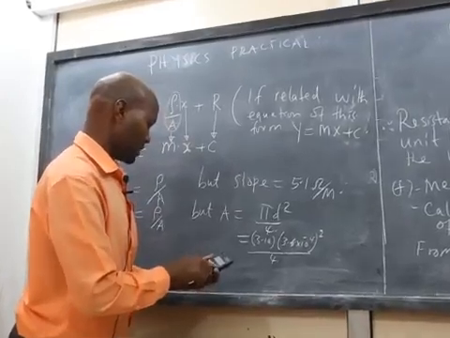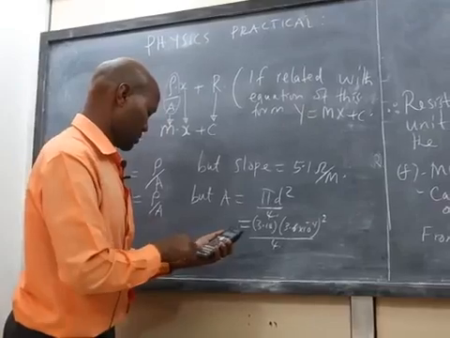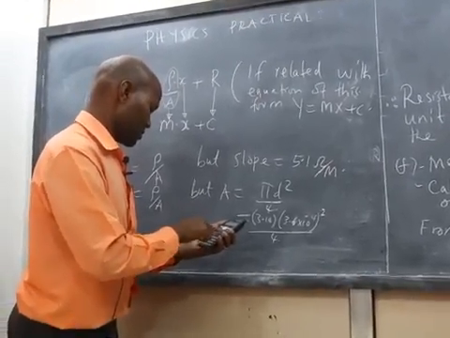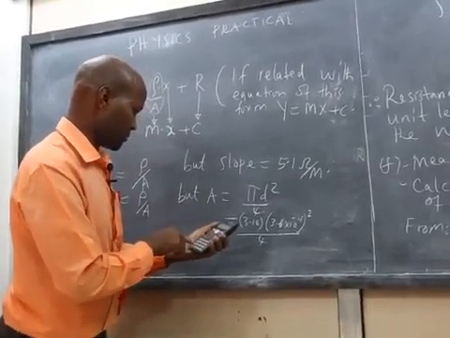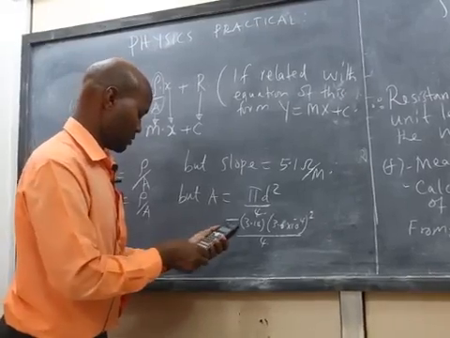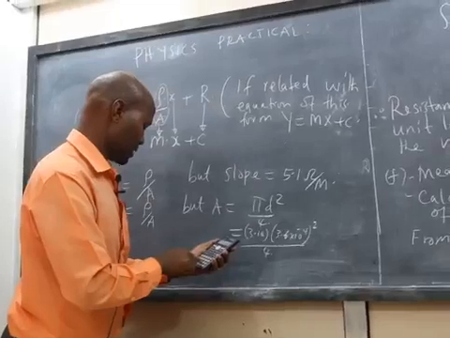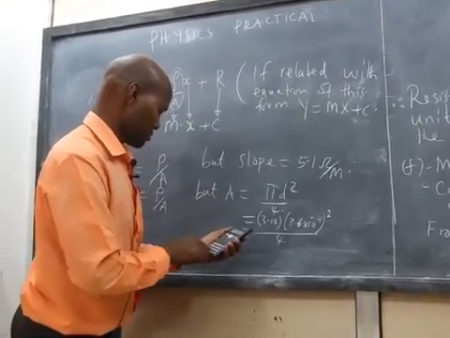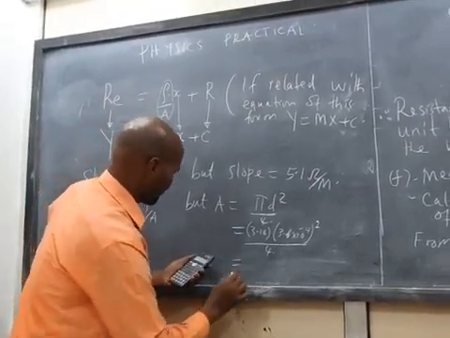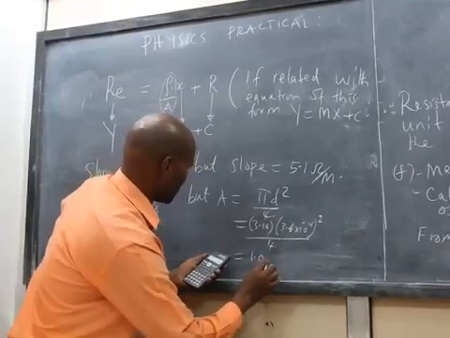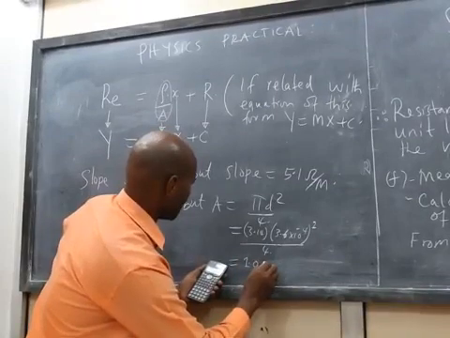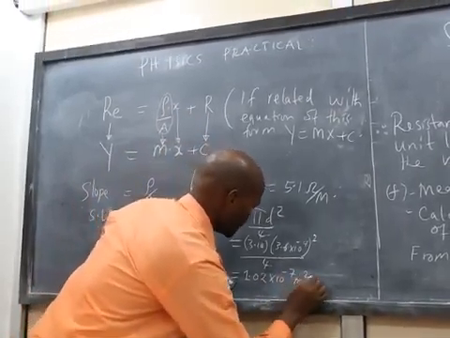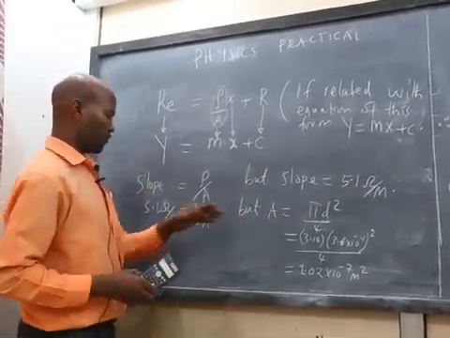If we insert that value, 3.6 times 10 power minus 4, and then squared, times pi, that's 3.14, divided by 4, so area is equal to approximately 1.02 times 10 power minus 7 meter squared. That's the area of that wire.